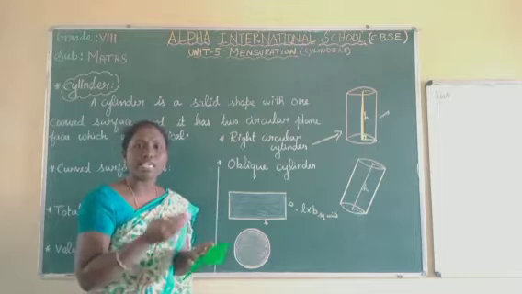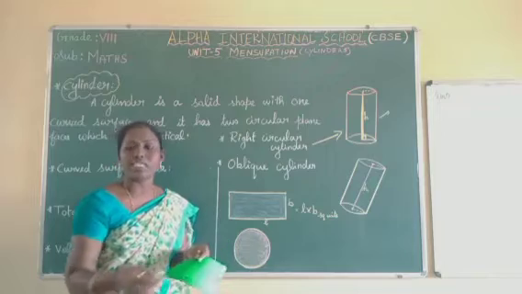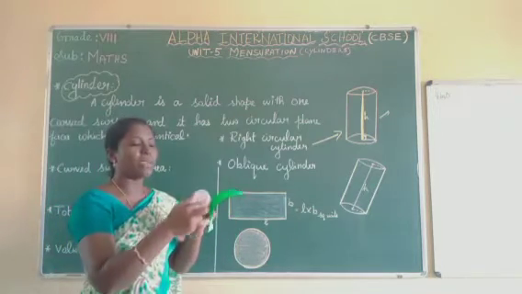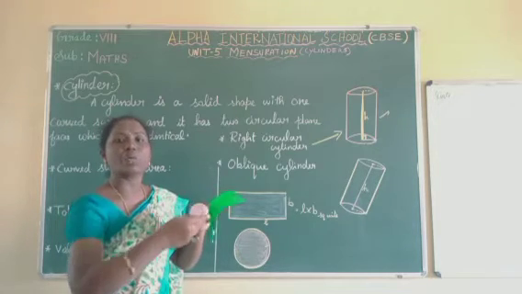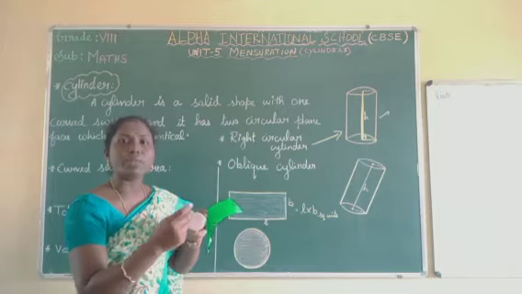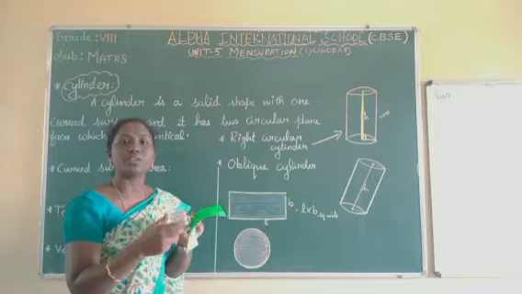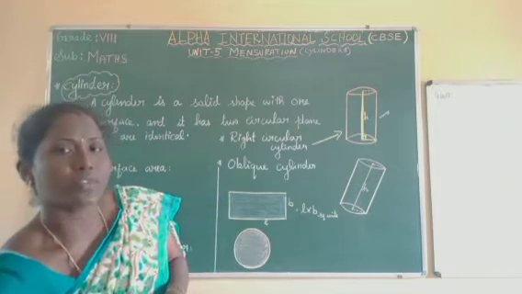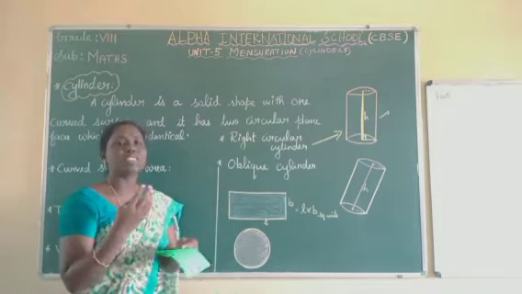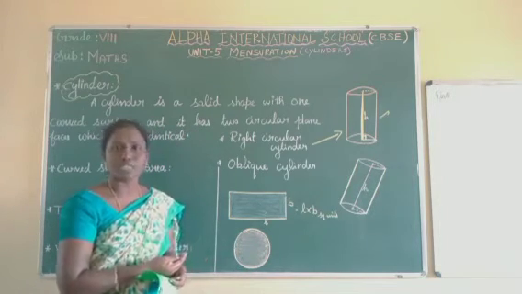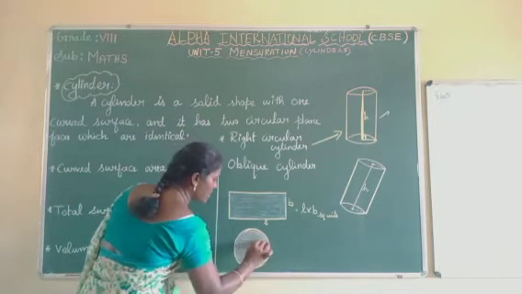For the right circular cylinder, the base is always in the shape of a circle. For curved surface area we take only the curved part, so this length is taken as the circumference of the circle. So what is the formula for the circumference of the circle? We have studied a lot about circles in earlier classes: the area and the circumference. A circle has a radius from the center.